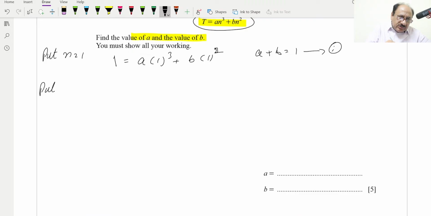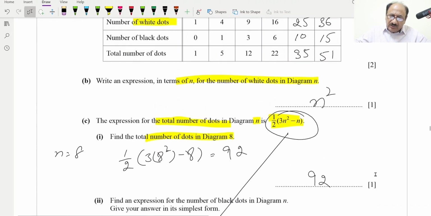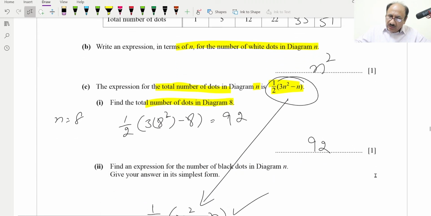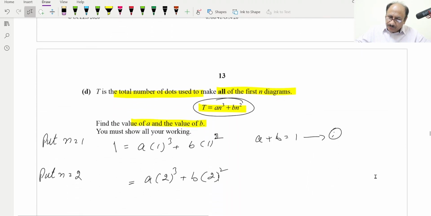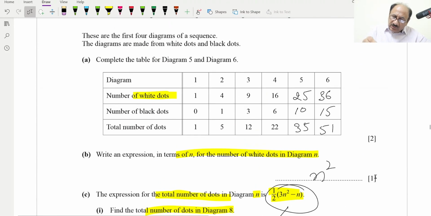Now put n is equal to 2. We will get a into 2 cubed plus b into 2 squared, and this side n is equal to 2 will be 6. How are we getting 6? This is basically the sum of these first two terms.